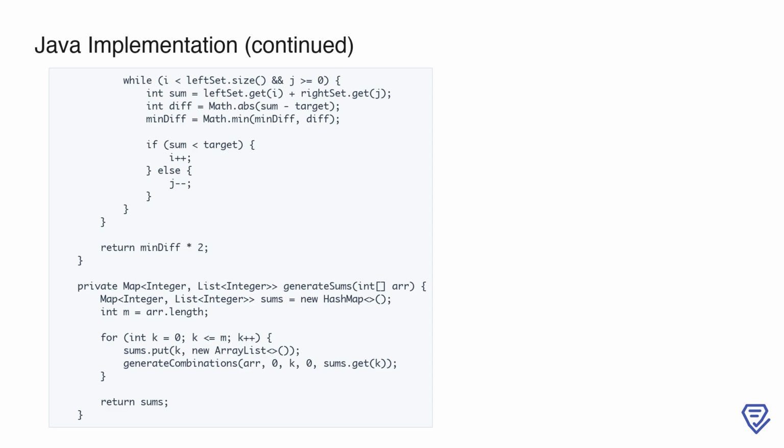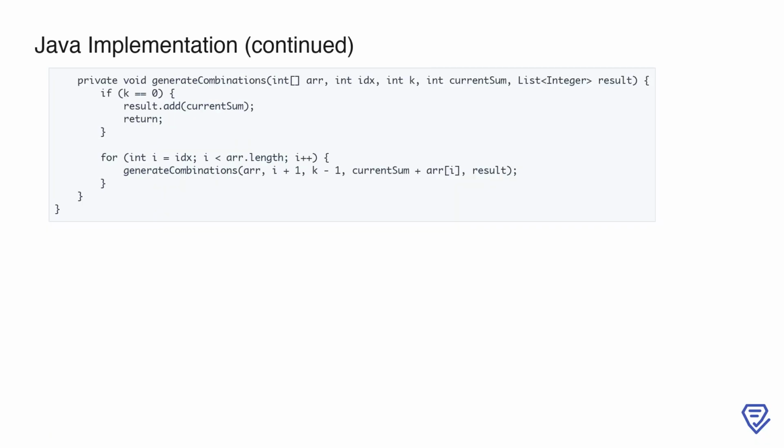If the current sum is less than the target, we increment i to explore larger sums in the left set. Otherwise, if the sum is greater than or equal to the target, we decrement j to explore smaller sums in the right set. This process continues until all possible sums for the current subset size have been evaluated. Once all iterations are complete, we return minDiff * 2, as the problem's final result requires considering the total difference rather than the difference from half the total sum.